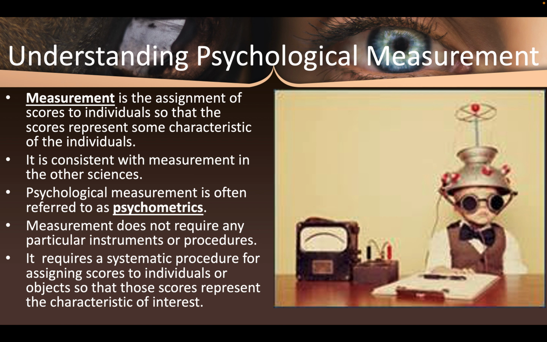Measurement is the assignment of scores to individuals so that the scores represent some characteristic of the individual. It is consistent with measurement in other sciences. Psychological measurement is often referred to as psychometrics. Measurement does not require any particular instruments or procedures. It requires a systematic procedure for assigning scores to individuals or objects, so that those scores represent the characteristic of interest.